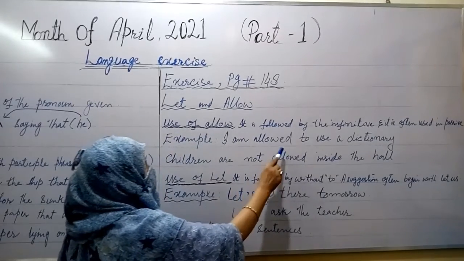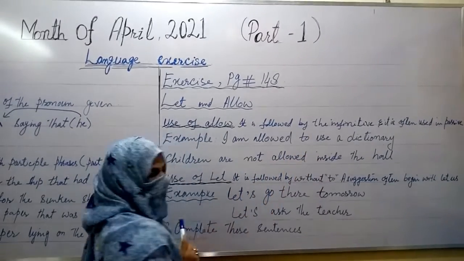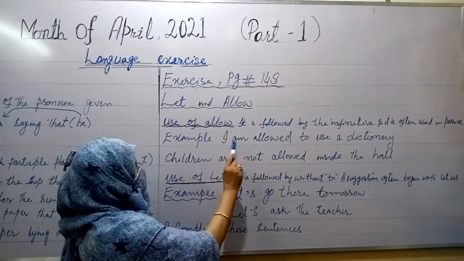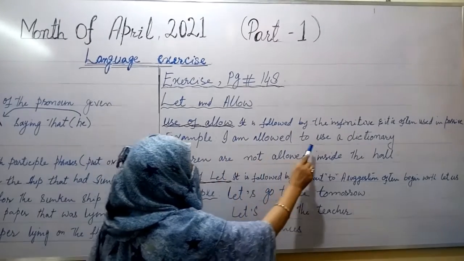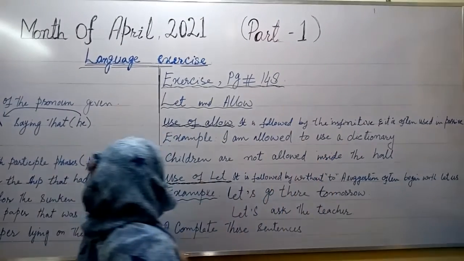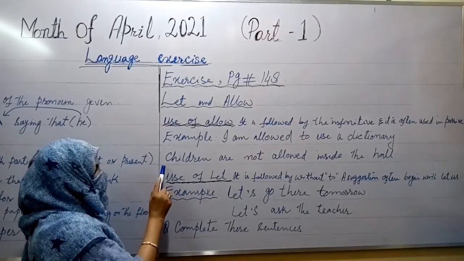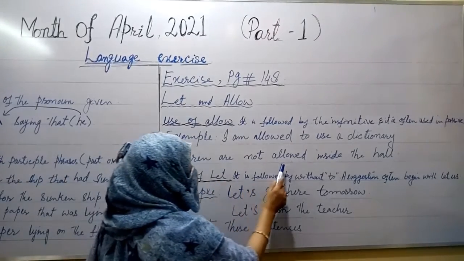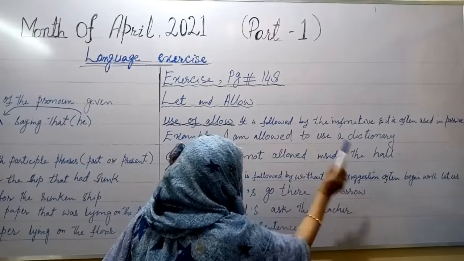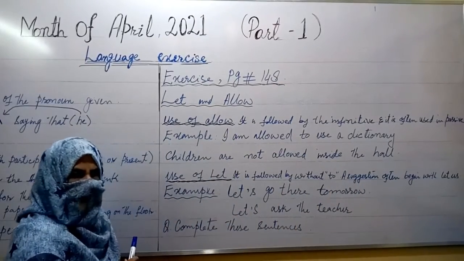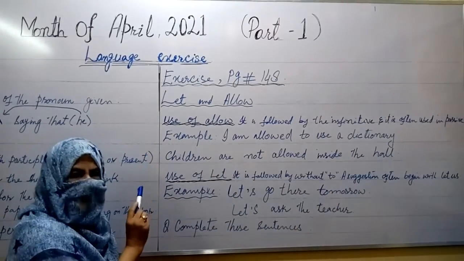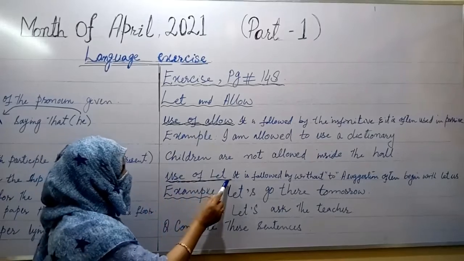Here you can see the infinitive is used. Okay, beta? So we are using allowed here. I'm allowed to use a dictionary. Next example. Children are not allowed inside the hall. Okay? Let's move towards the next word, that is the use of let.